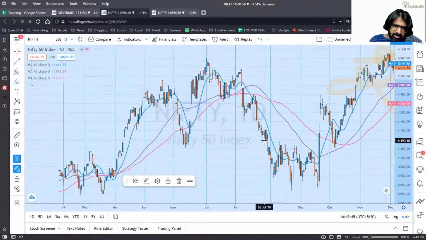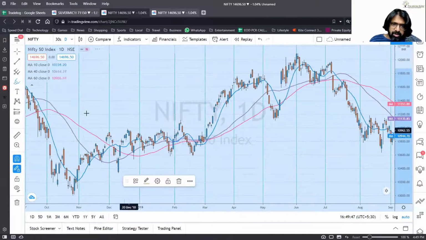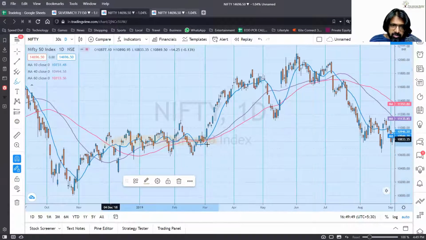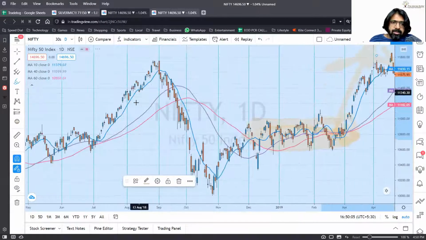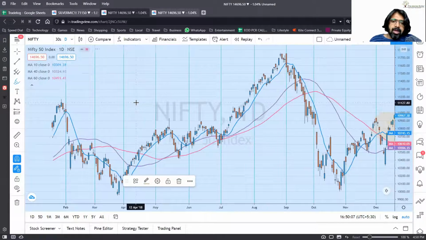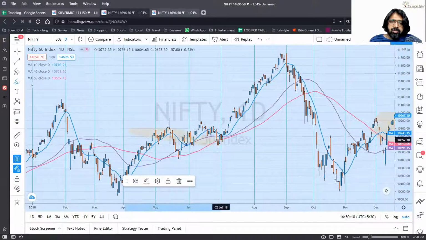Now you will find such instances quite often, even out here. See, here you can see that this has happened. Okay, all the averages have converged here, and the price has burst out of this range and it has shot up. Okay, so this is a very simple and effective trading technique that you can use and identify really good bursts of trade in the markets.